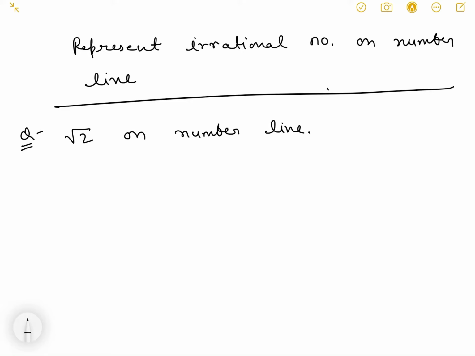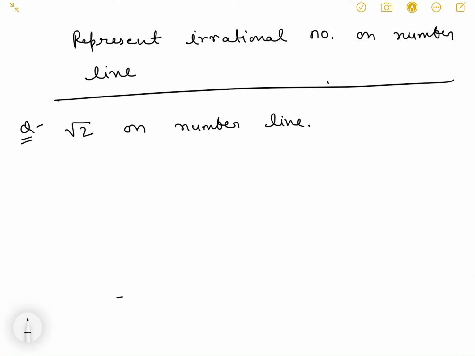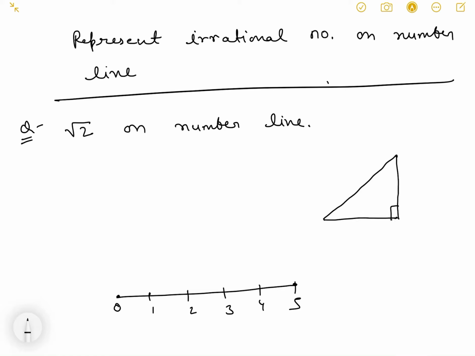So what do we have to do? We have to draw a number line first, and we can put some numbers here: 0, 1, 2, 3, 4, 5. Right? Then what will we do? We will make a right angle triangle. Right? Now we can name this triangle OAB.